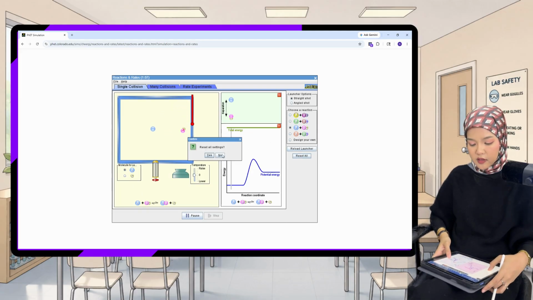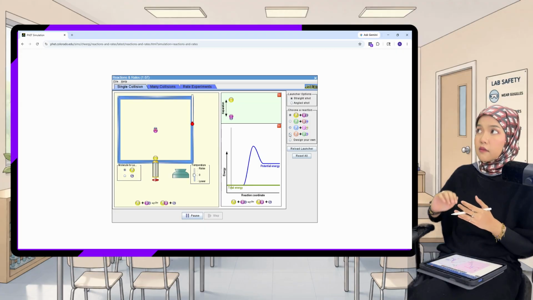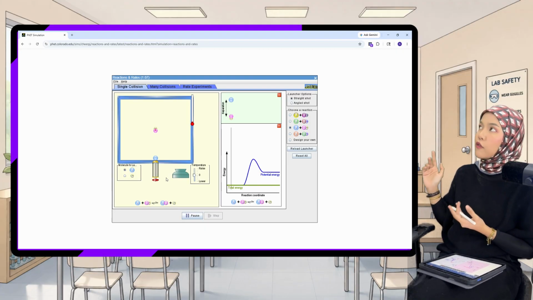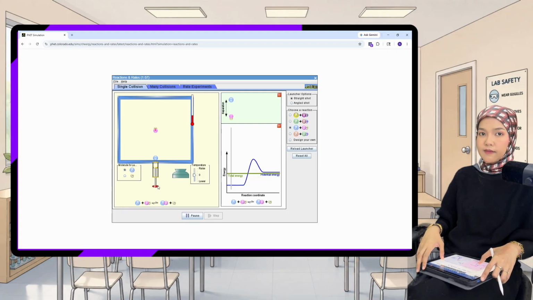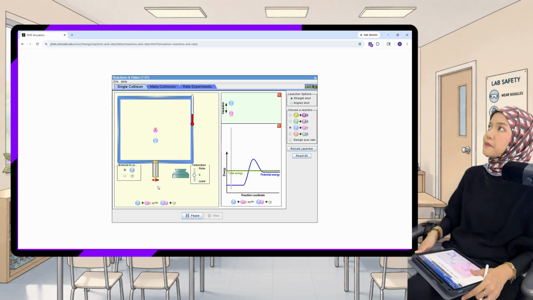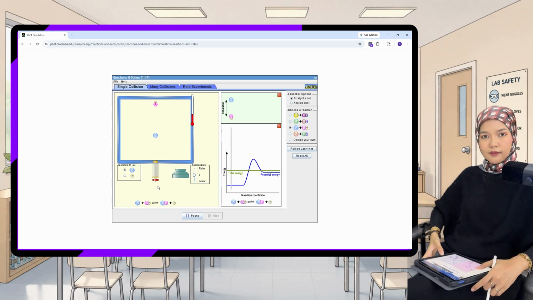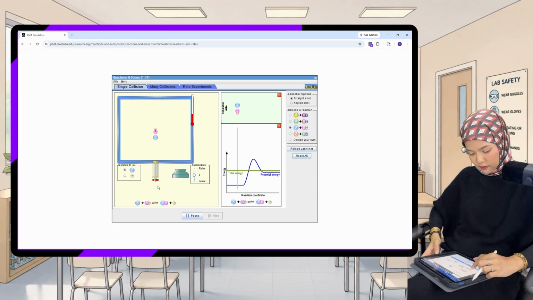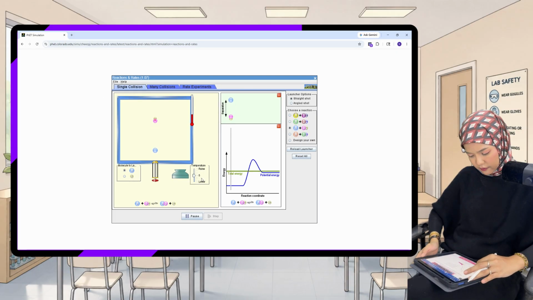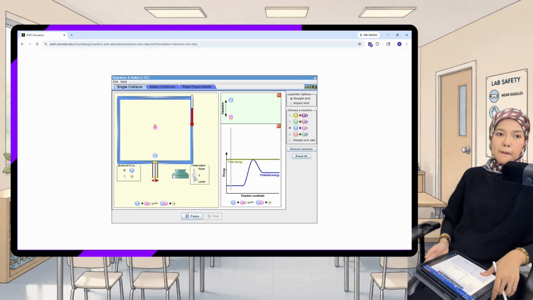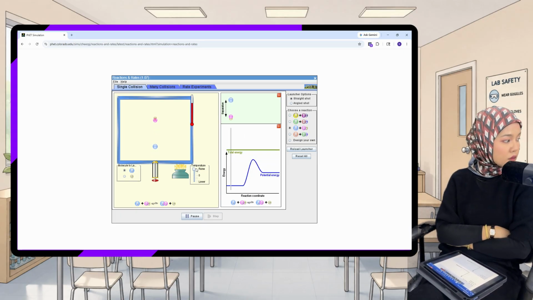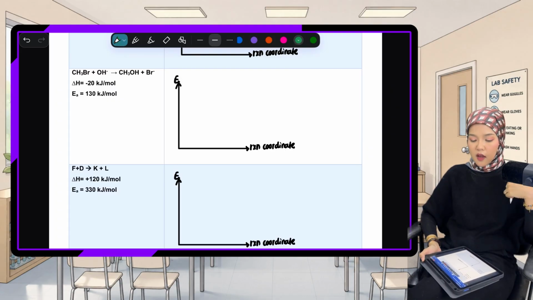So maybe I'll include a little bit of animation or simulation here for you to understand more about the activation energy and the effect of temperature. So now there is a collision with the right molecular orientation, but they are not hard enough. They did not overcome the activation energy, so there is no product. What do we do? I increase the temperature, so the kinetic energy is higher. So next time when they collide, they will collide with high enough energy and boom, there is product.